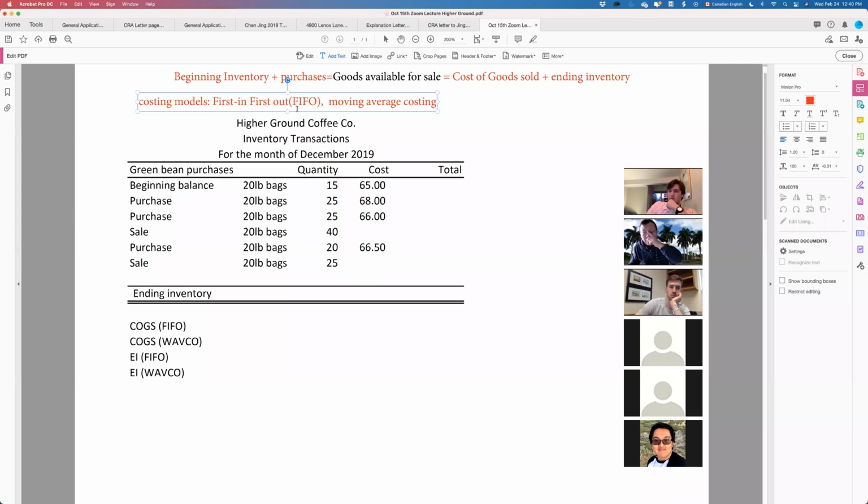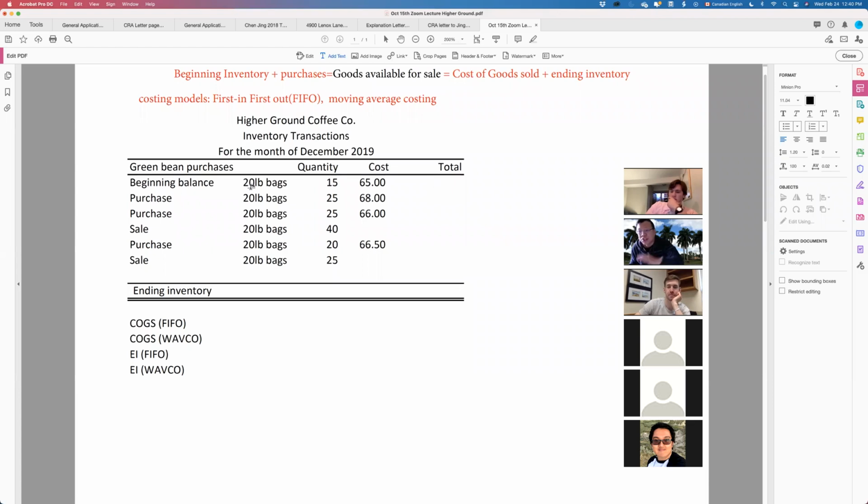So first, in the opening beginning balance, you have 15 bags, and each bag cost you $65. So what's the total cost for the beginning balance? $975. Thank you. So how do we do the calculation? Quantity times price. Yes, quantity 15 times price.